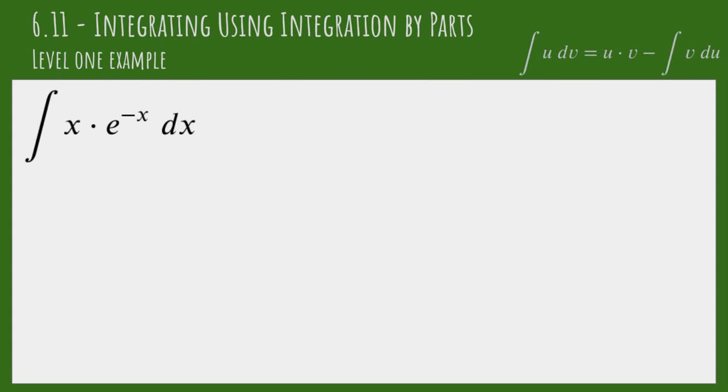So I'm going to make my choices here for u and dv so that when I take the derivative of u, it gets simpler, and when I take the antiderivative of dv, it does not get more complicated. So this one is about as straightforward as those choices get. U is going to be x, and dv is going to be e to the negative x times dx.